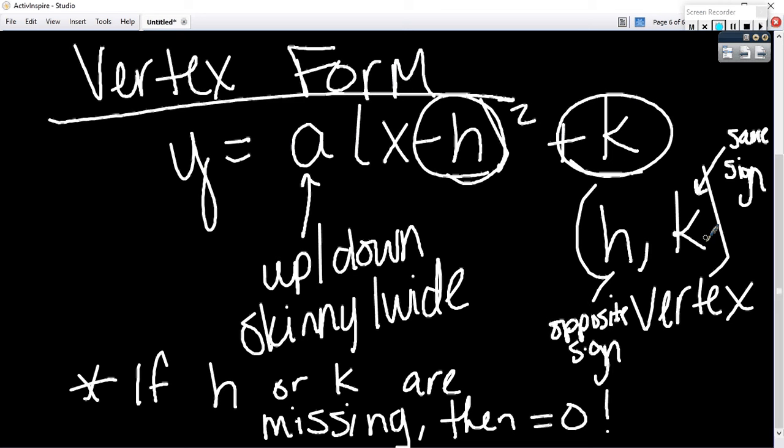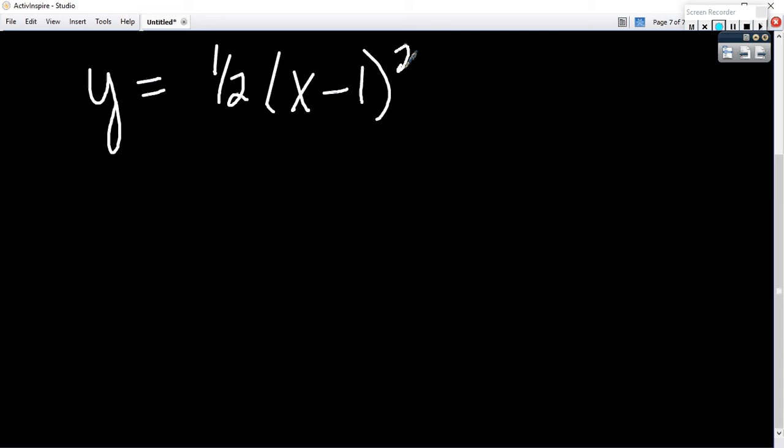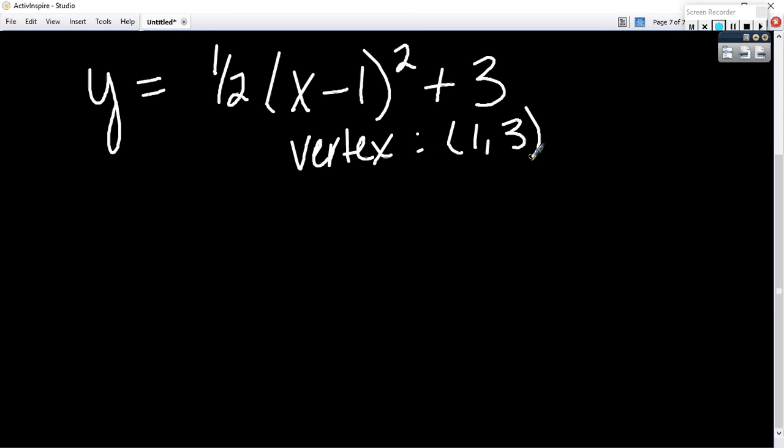So I'm going to give you a couple examples and let you see what I'm talking about. If I had 1/2 x minus 1 squared plus 3, the vertex is 1, 3. Say again, 1, 3. Opposite, same. Okay, so it just tells us, and we pull, yes.